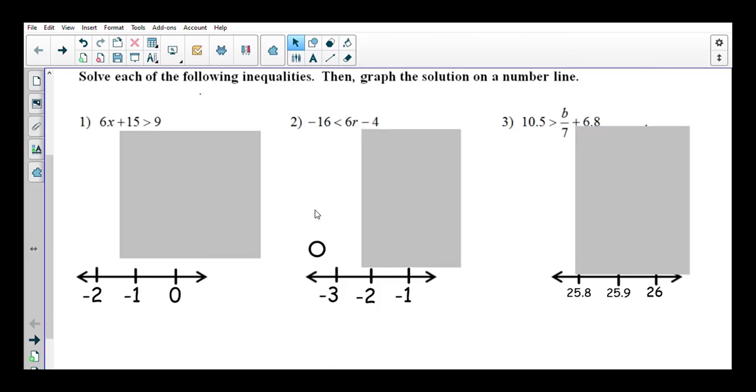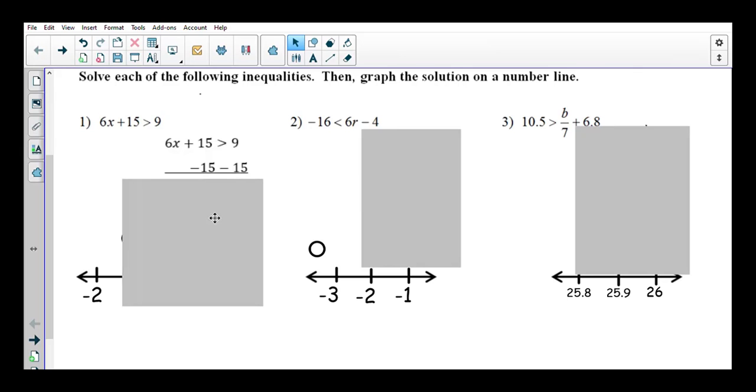We are going to solve these two-step inequalities, inequalities with variables on both sides, or those that contain grouping symbols, the same way we solved equations. So in number 1, we have 6x plus 15 is greater than 9. We want to begin by getting rid of our constant of 15. The inverse of adding 15 is to subtract 15.